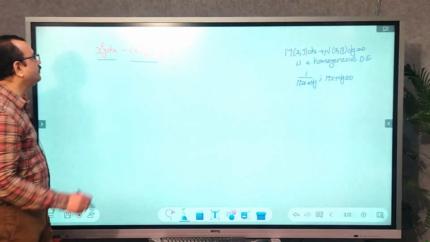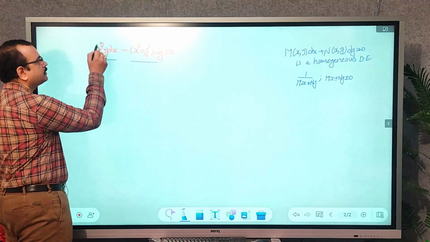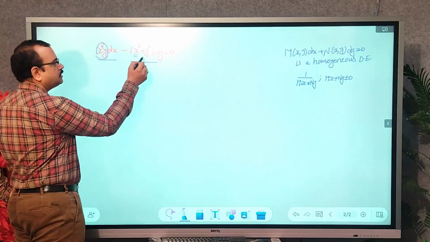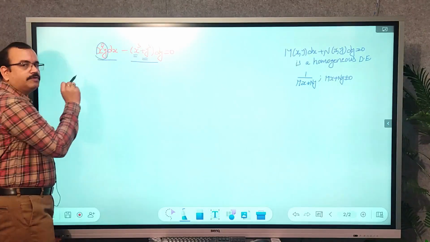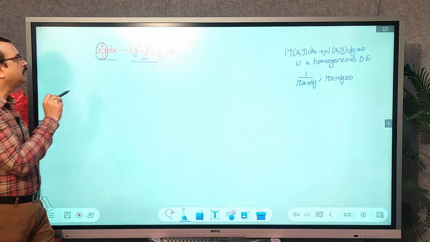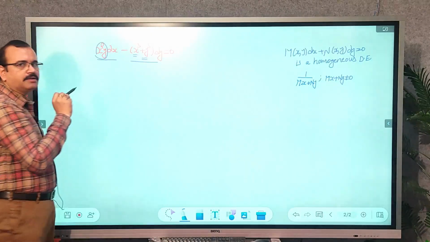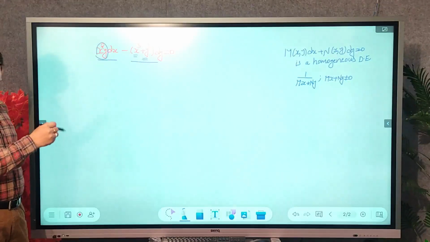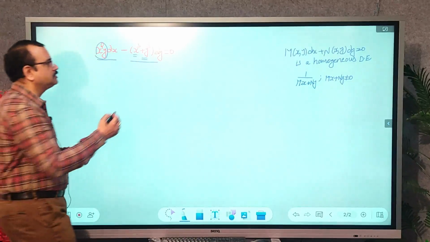Okay, now here if you observe, the degree of this term is 3, the degree of this term is also 3, the degree of this term is also 3. So therefore we can say that this is nothing but a homogeneous differential equation because all the terms are of same degree here. Now first of all let us check whether it is exact or not.